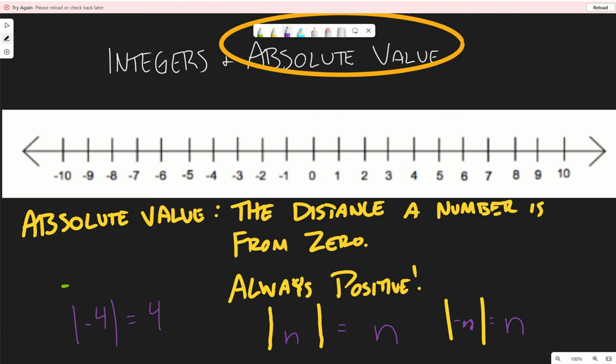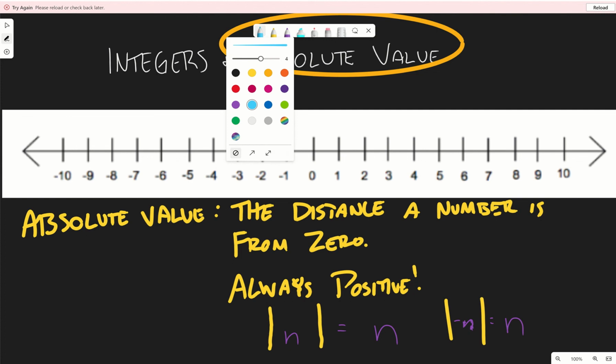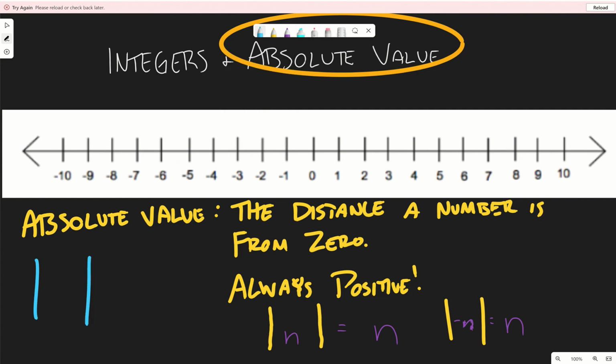What would the absolute value of negative 17 be? Well, the absolute value of negative 17 would be 17.